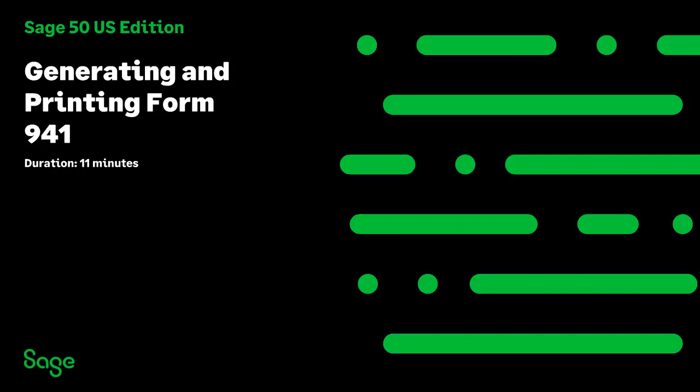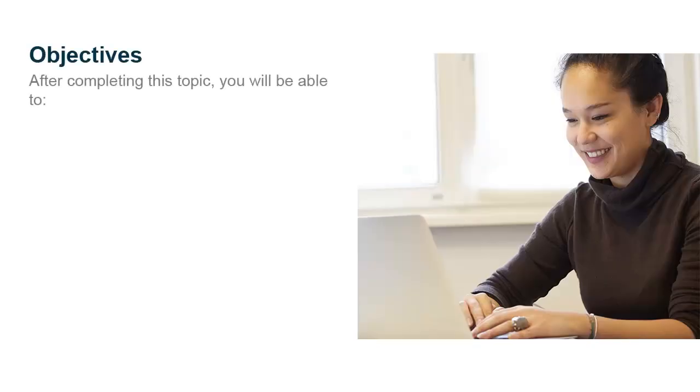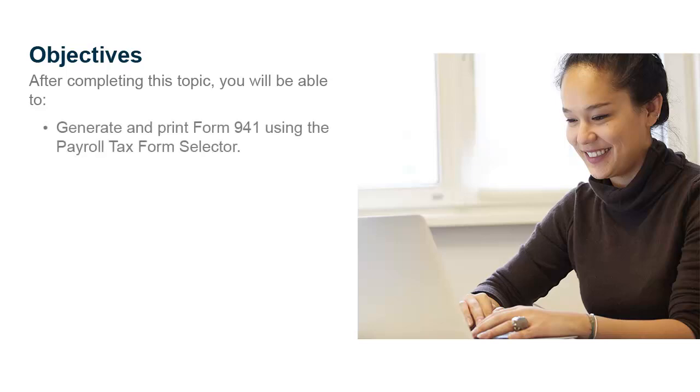Welcome to this Sage 50 U.S. Edition Anytime Learning topic. In this lesson, you will learn how to generate and print Federal Form 941 for filing your quarterly payroll taxes. After completing this Anytime Learning topic, you will be able to generate and print Form 941 using the Payroll Tax Form Selector.